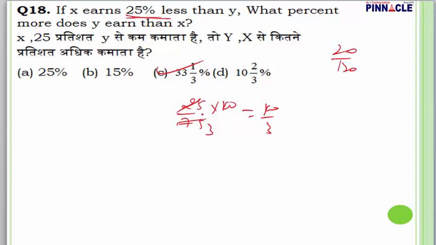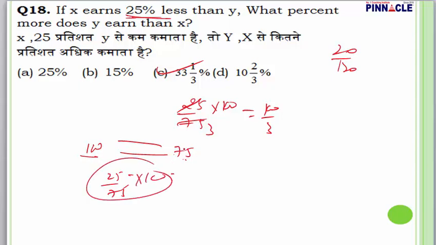What does it mean? It means that if earlier it was 100, then now X earns 75 rupees, so he is earning 25 rupees less. Now, what percentage more does Y earn than X? Y is earning 25 rupees more on 75, so into 100. This is the interpretation of this question, but you have to learn this trick.